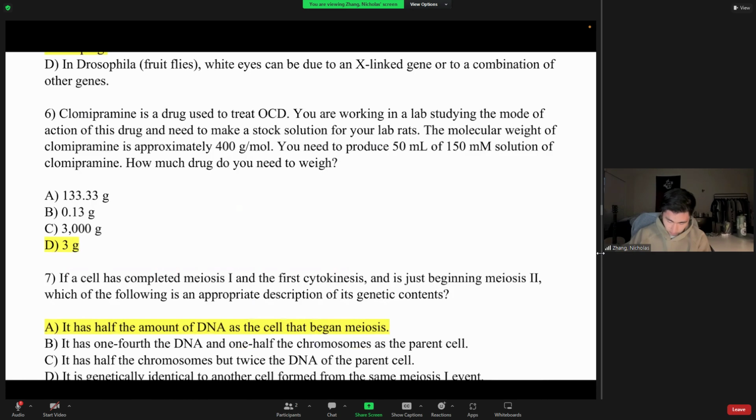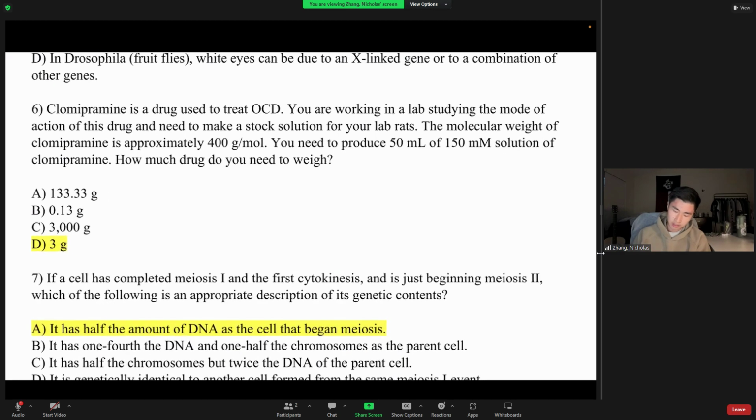Clomipramine is a drug used to treat OCD, blah, blah, blah. So this is a question that you would find from the first exam. It's just a basic stoichiometry, dimensional analysis question. There are multiple ways to do it, but how I would start is by taking the molecular weight of clomipramine, writing that down, and then just starting to take other numbers from the question stem and putting them in until we find the resulting weight of the drug that we need.